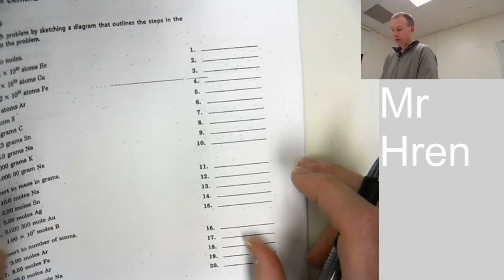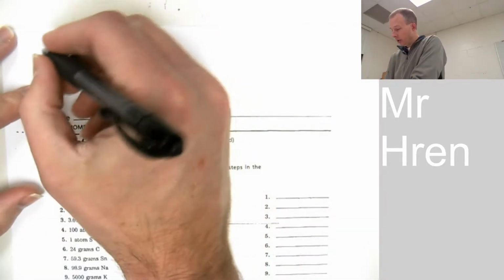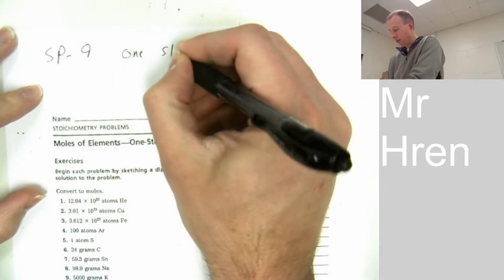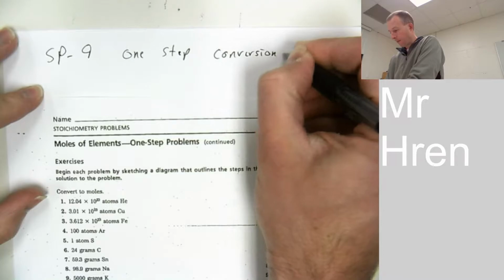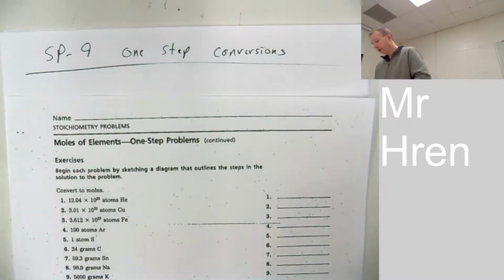So what we're going to be doing right now, we're doing moles of elements. But basically, we're going to be doing one-step conversions is what we're going to call these. So this is SP-9, all right, and then this is one-step conversions.